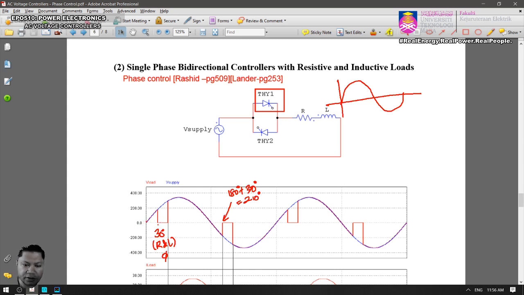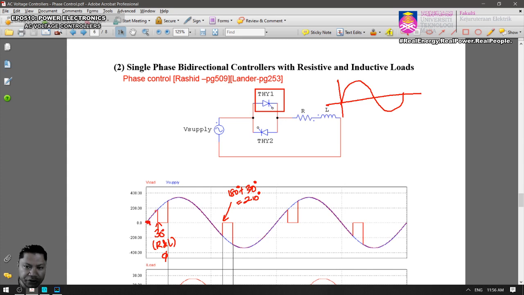Okay, so this is your load angle, 30 degree. So now, let's start with thyristor 1. In the beginning, thyristor 1 is off, thyristor 2 also off. So your output voltage is 0.